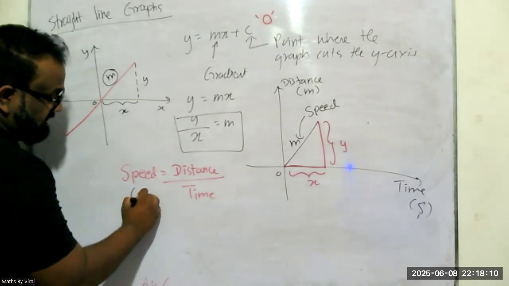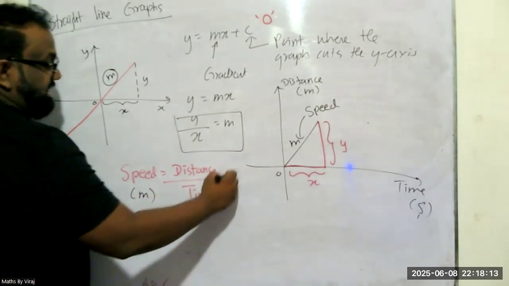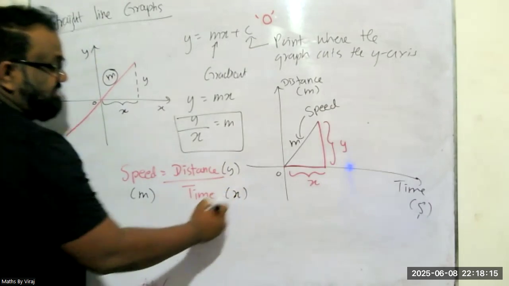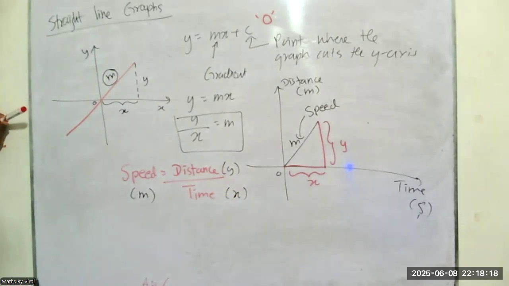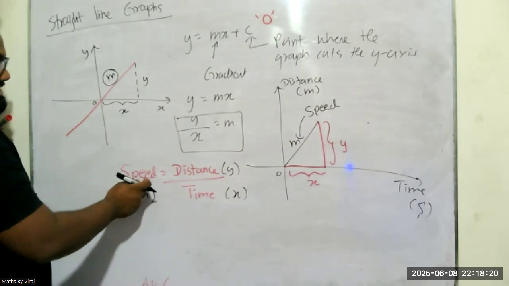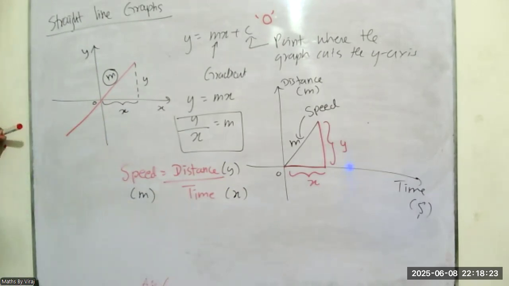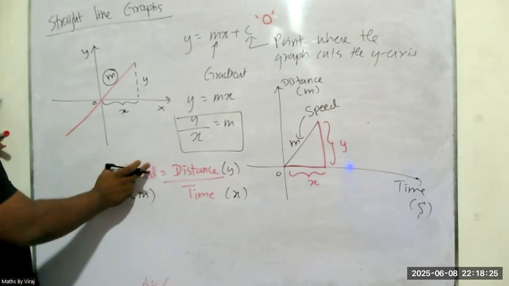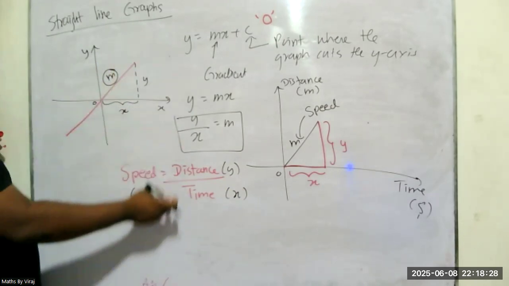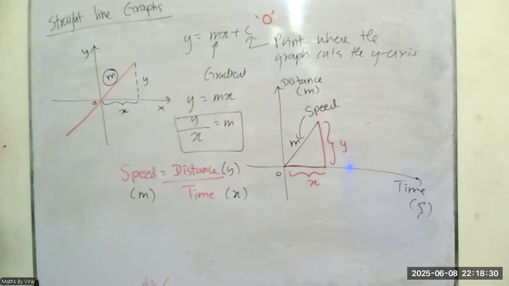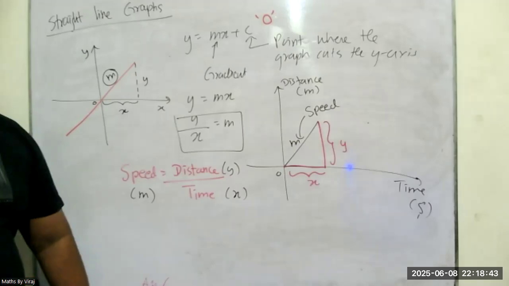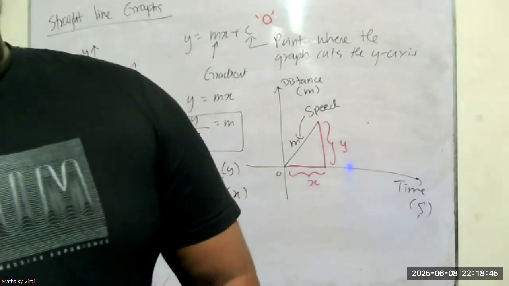So, m, the slope or the gradient is basically y divided by x, which means that in a distance time graph, speed is equal to distance divided by time, where speed is definitely the gradient, the y-axis is the distance and the x-axis is the time. Are we clear? So using the same theories that we have for straight line graphs, we can apply the same for distance time graphs as well. All right?